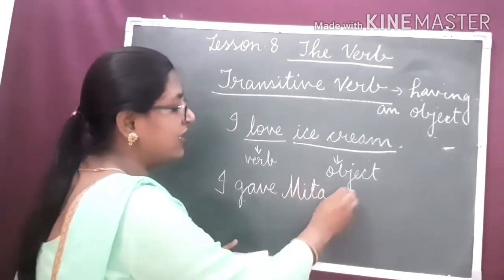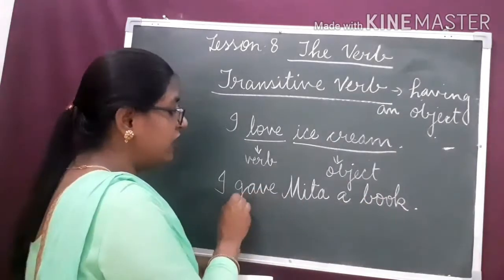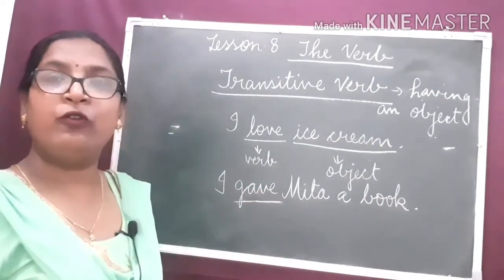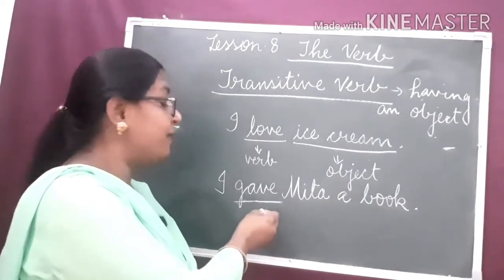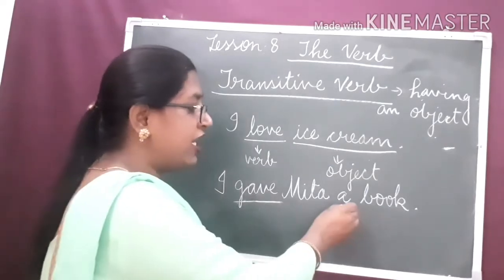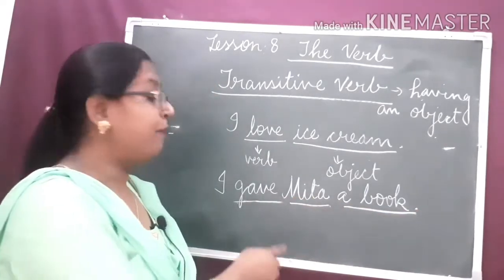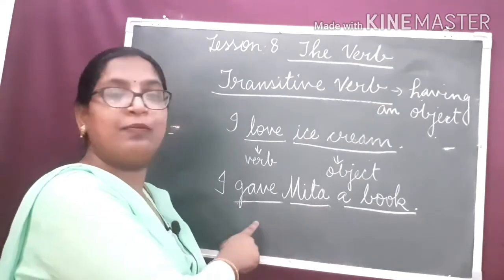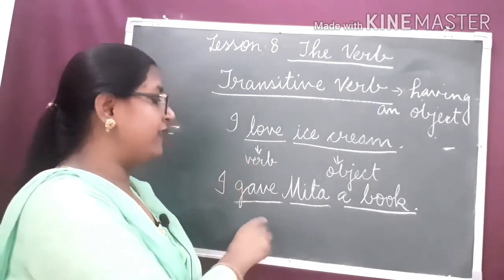I gave Meeta a book. In this sentence, we know gave is a verb. The action of giving is expressed by this word gave. So, I gave what? I gave a book. I gave whom? I gave to Meeta. These two words are completing the meaning of the verb in this sentence.